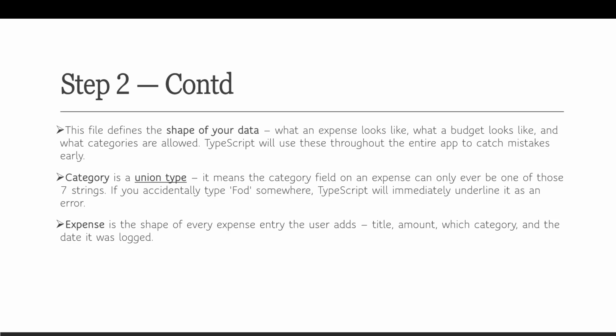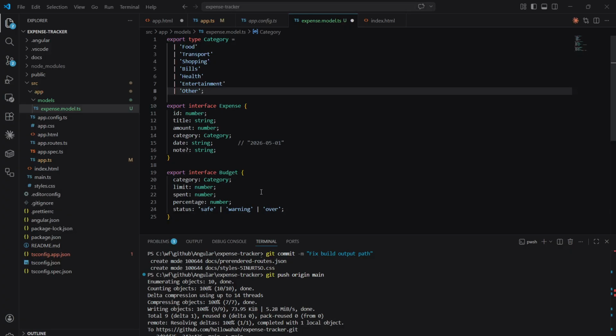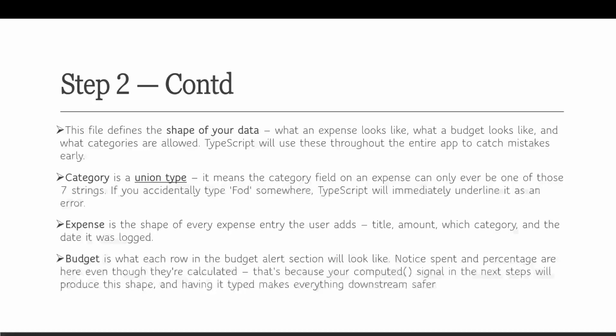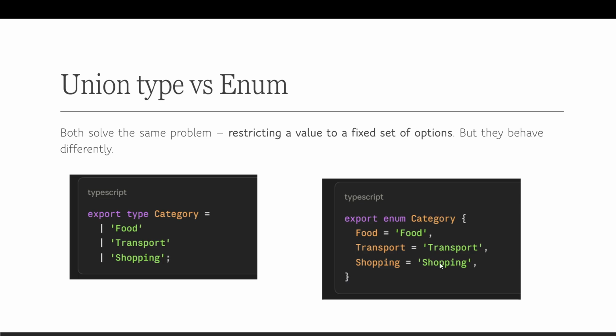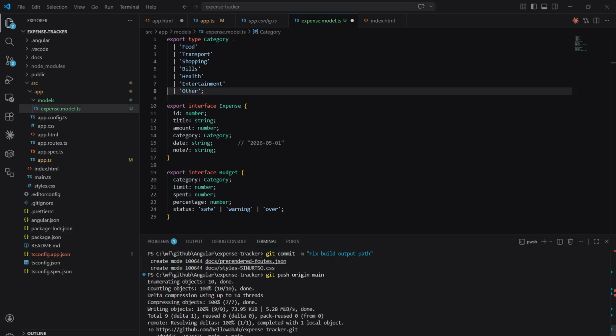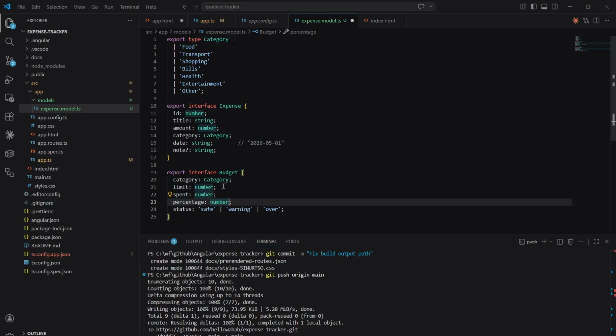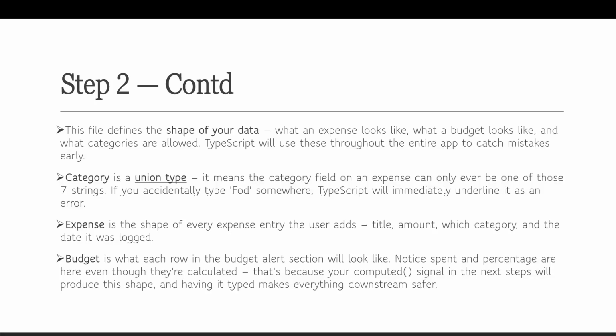And expense, you can see, is the shape of an expense. This is an interface and the budget itself is an interface. But there is one more concept within the budget, and that is spent and percentage are here even though they are calculated. So apart from signals, we will be discussing what computed are.